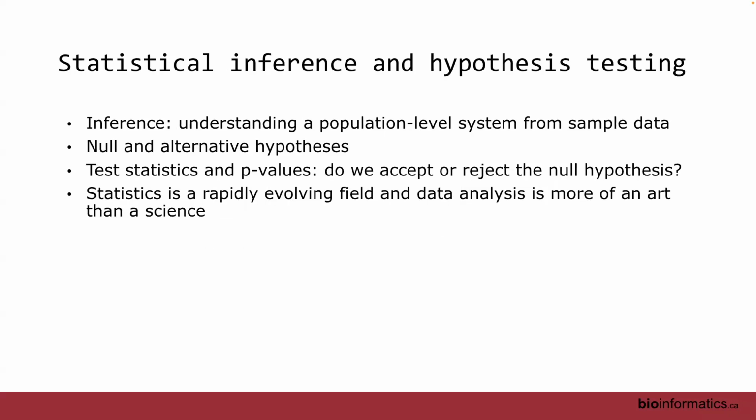With that, I stole these slides from last year. Just as a brief overview, in statistical inference and hypothesis testing, what we're usually trying to do is understand a population level system from a sample of data. And for this, we often use null and alternative hypotheses. Along with these, we have test statistics and p-values that are essentially supposed to tell us, do we accept or reject the null hypothesis? But statistics is a rapidly evolving field, and data analysis often feels a little more like an art than a science.